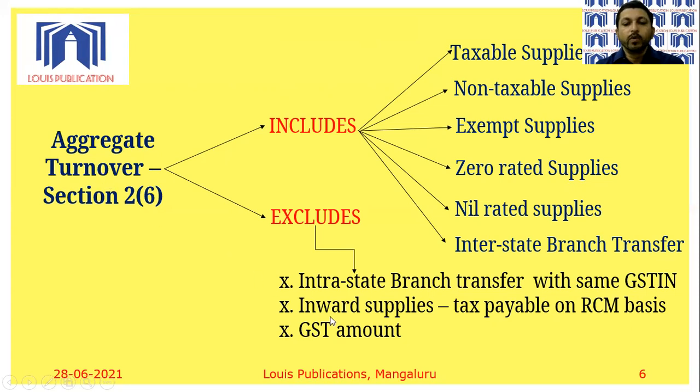Second, inward supplies from an unregistered dealer, where we are paying tax on the basis of the reverse charge mechanism.